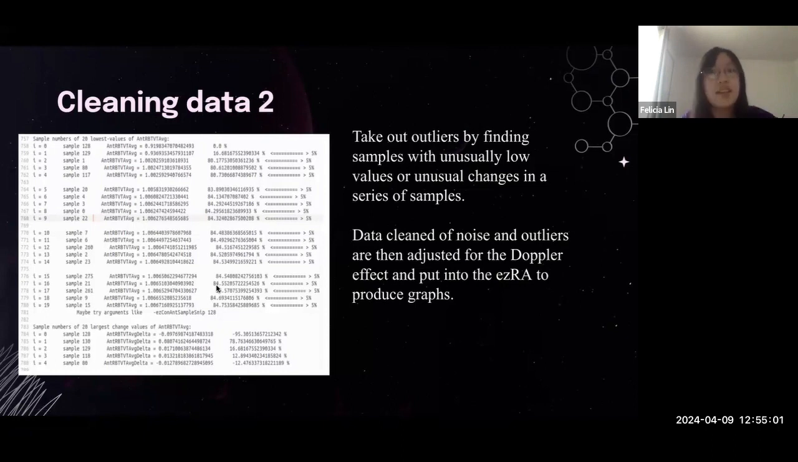After taking out the outliers, we can adjust the data for the Doppler effect due to the velocity of our own solar system, the velocity of Earth rotating around the sun, and the rotation of Earth itself.